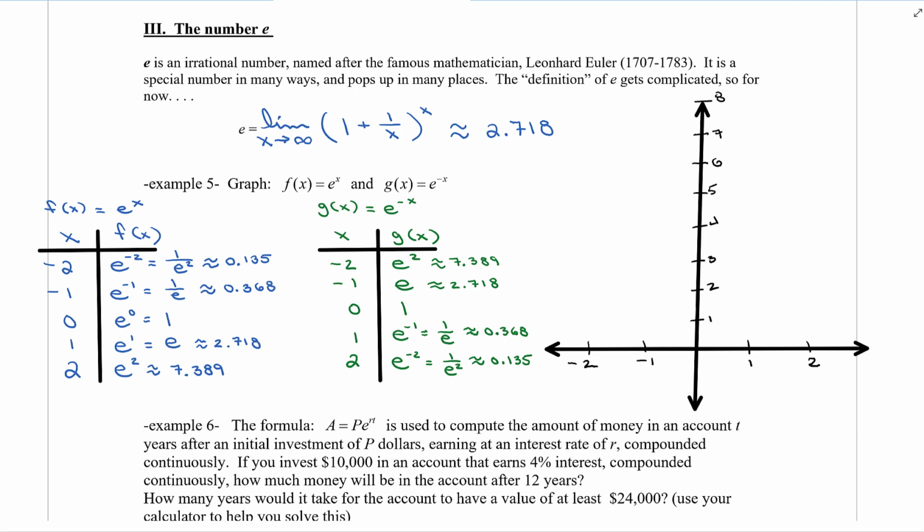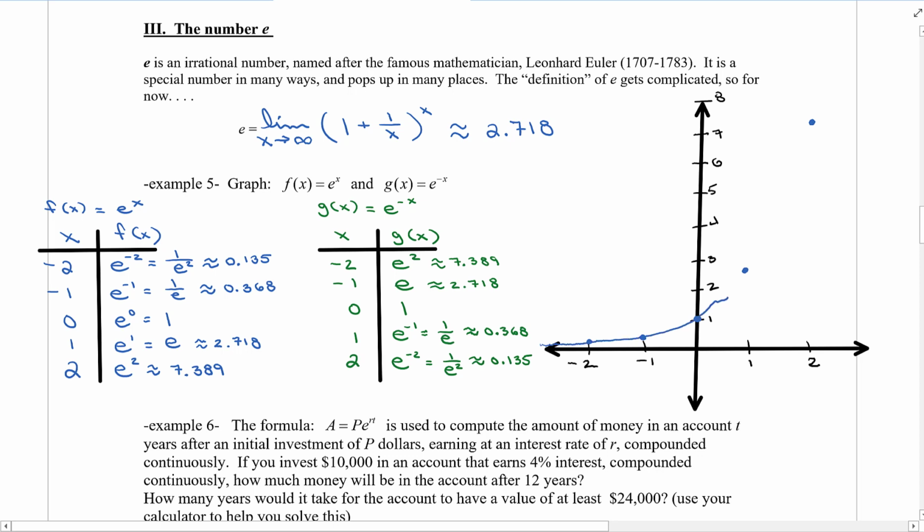I'm going to go ahead and start by plotting the point -2 comma e raised to the -2, which was approximately 0.135, -1 comma e raised to the -1, which was approximately 0.368, 0 comma 1, 1 comma e, and e is approximately 2.718, and 2 comma e squared, which was approximately 7.389. I have drawn my points.